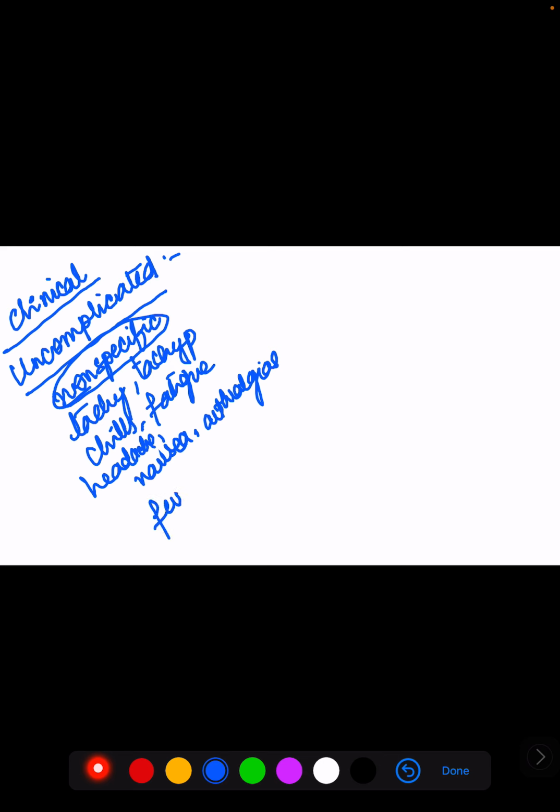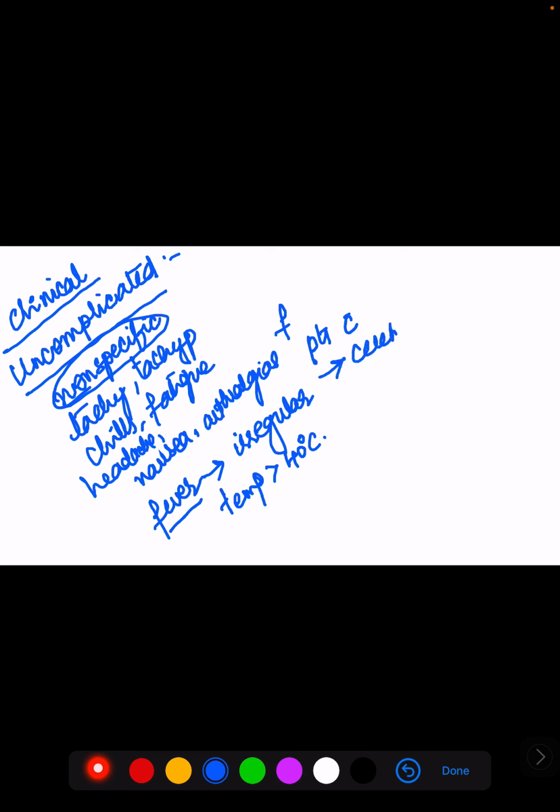Fever occurs at irregular intervals. The febrile paroxysms occur at irregular intervals, and the temperature may rise greater than 40 degrees centigrade. In children, febrile seizures occur. But patients having fever with generalized seizures, it heralds the development of cerebral malaria.